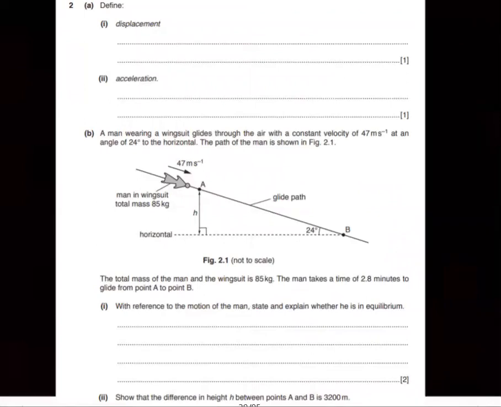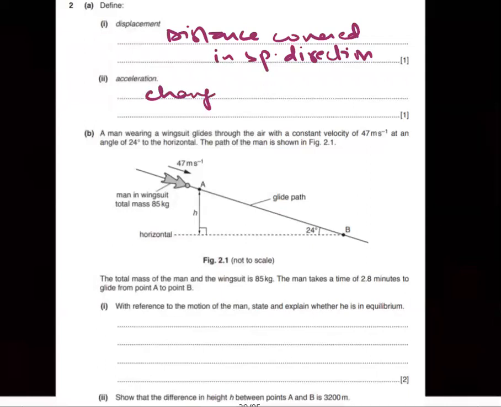What is displacement? Displacement basically is distance covered in a specific direction. What is acceleration? Acceleration is basically the change in velocity per unit time.